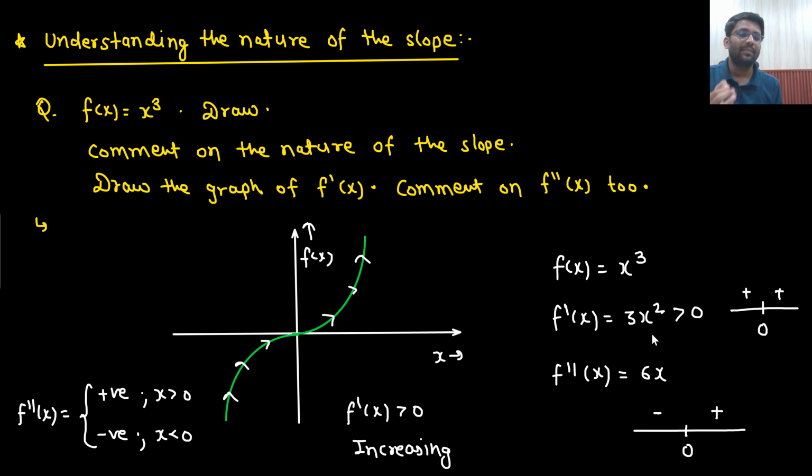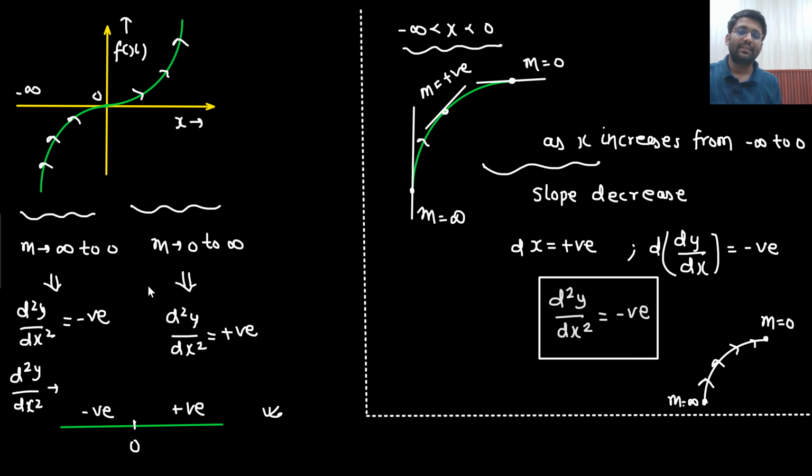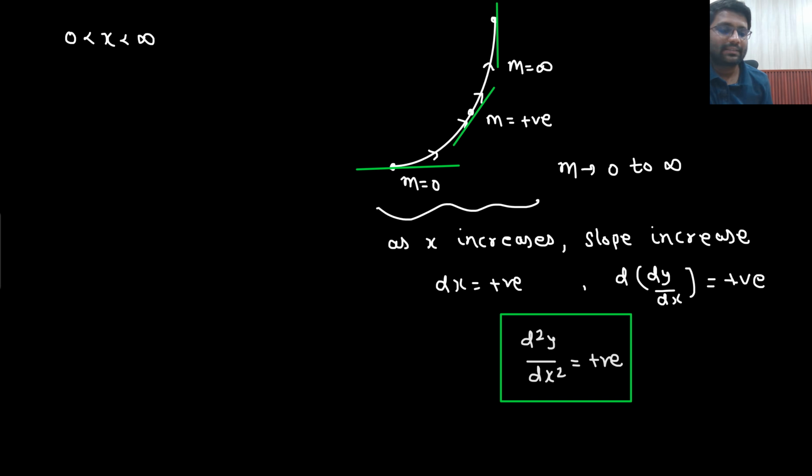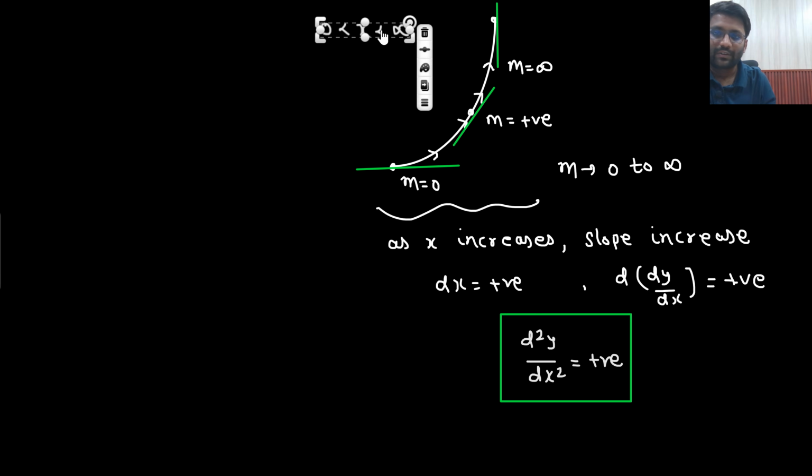The slope is nothing but slope is 3x square, right? So if you comment on the nature of the slope, you can simply see that here initially the slope is going from infinity to 0. After that the slope is going from 0 to infinity. Is that completely understandable to you or not? Let's comment on the nature of the graph, what I mean to say. So here, this is the scenario from 0 to infinity we were saying.